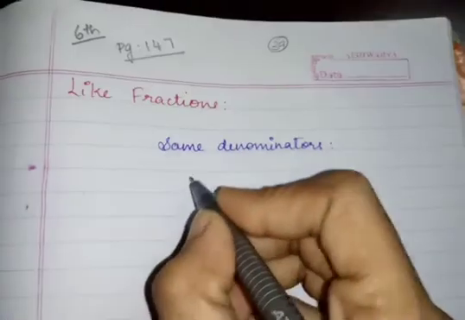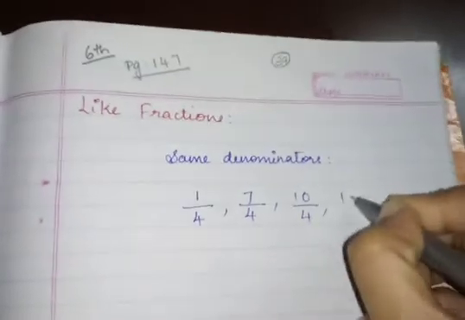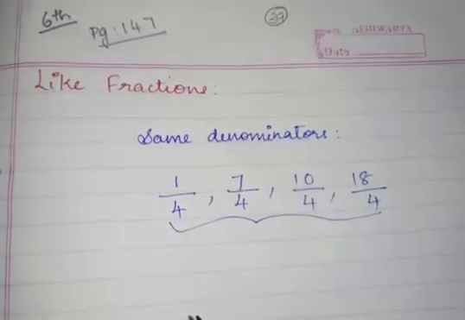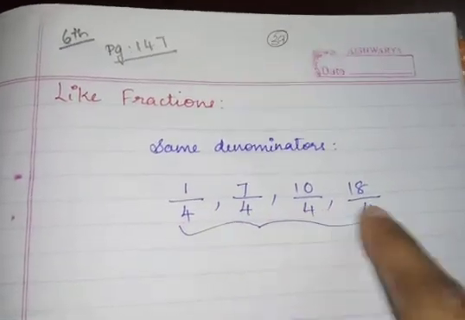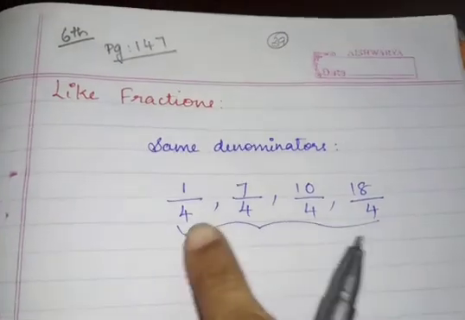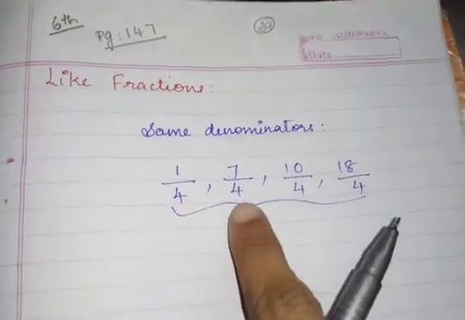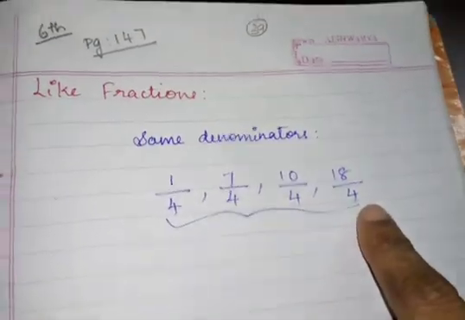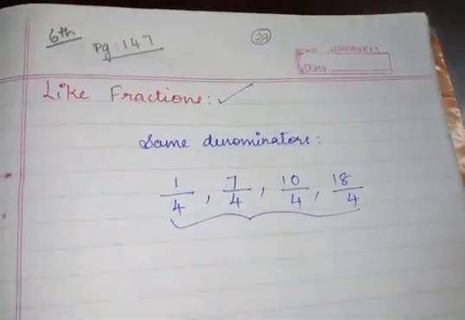So we will take a few fractions: 1 by 4, 7 by 4, 10 by 4, 18 by 4. All these four fractions are like fractions. Why? Because all the fractions have 4 as the denominator, which means all four fractions have the same denominator. Here also 4, here also 4, here also 4 and here also 4. So if fractions have the same denominators, we say those fractions are like fractions.